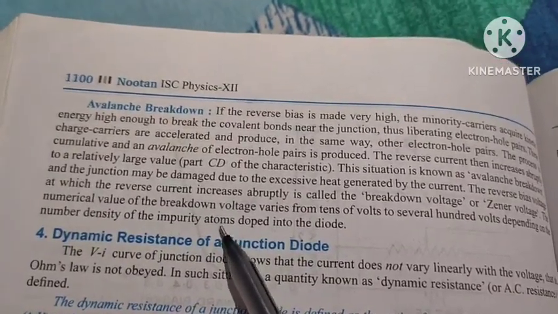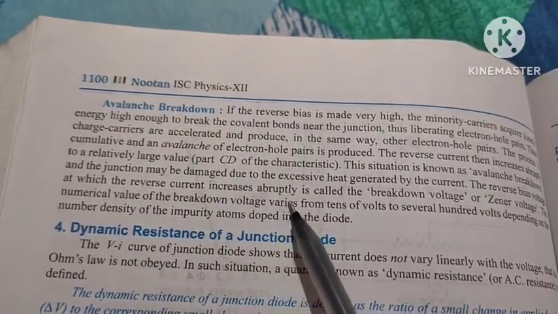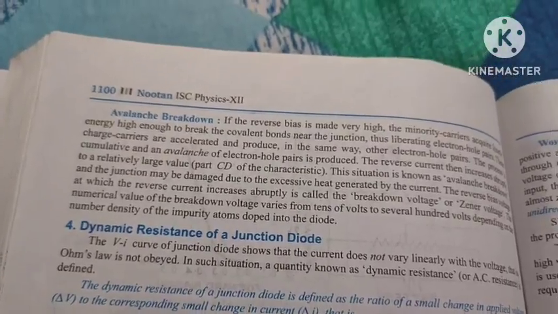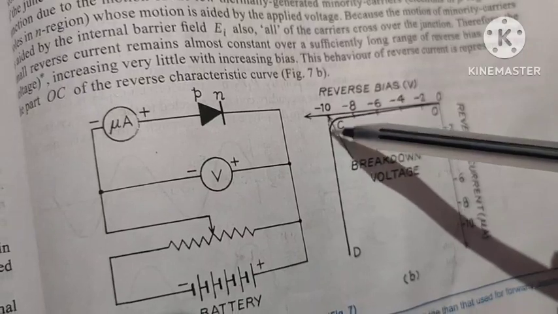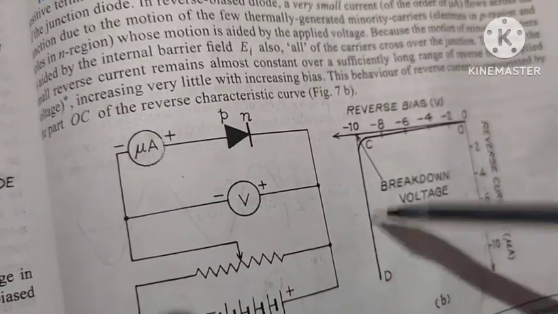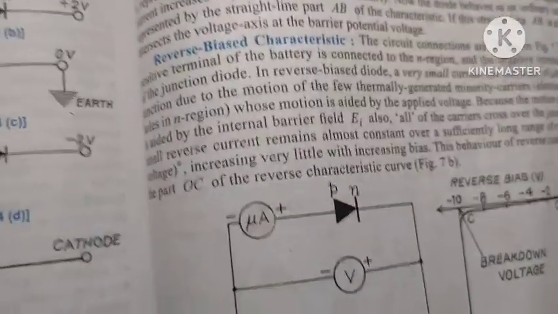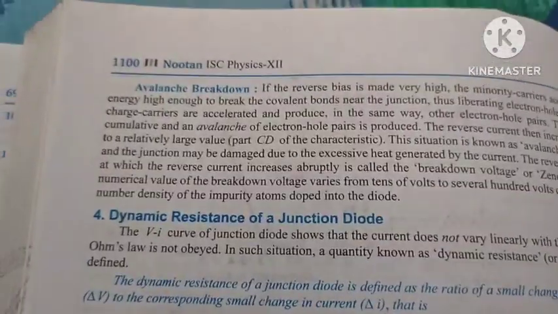The reverse bias voltage at which the reverse current increases abruptly is called the breakdown voltage. This is the reverse bias voltage at which the current increases abruptly. We call it breakdown voltage, or Zener voltage also, you can say. You can call it breakdown voltage.